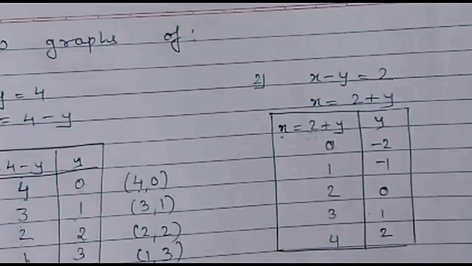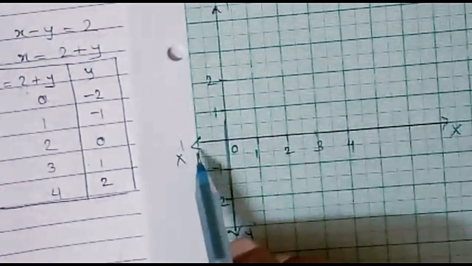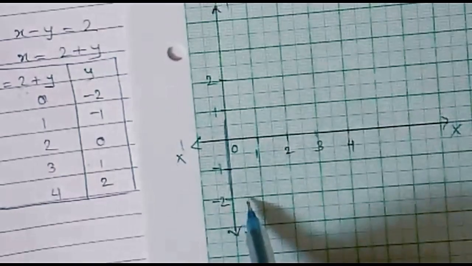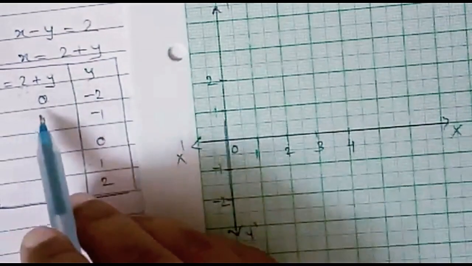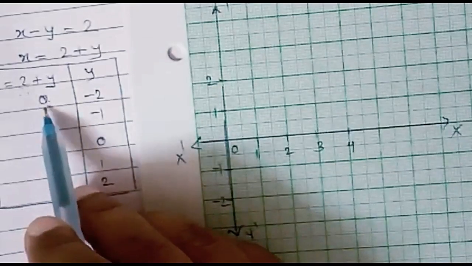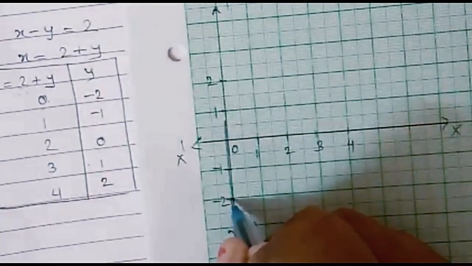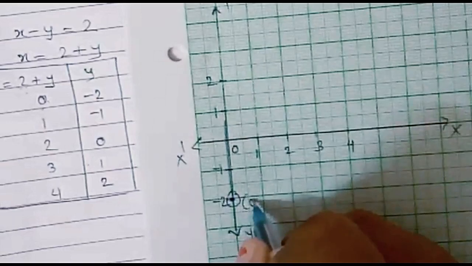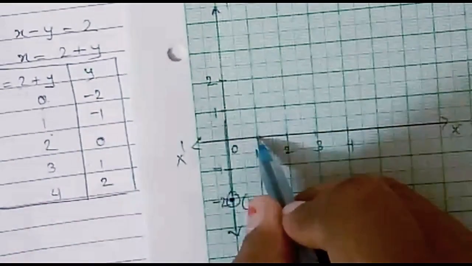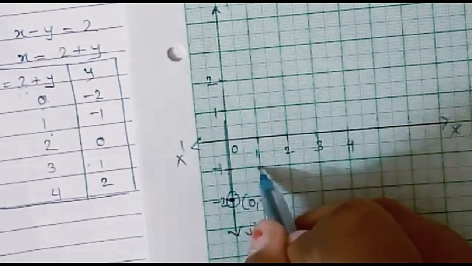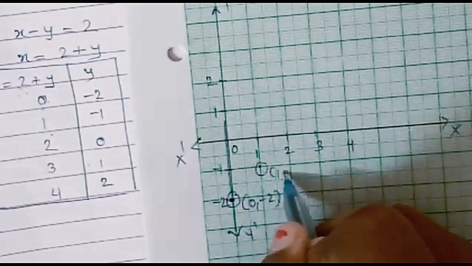Let us try to draw it. Kindly see, I have drawn x-axis as well as y-axis. The first point is 0 and minus 2. This time the x-coordinate is 0. So the point will be obviously on y-axis. So this point will be 0, minus 2. Then we have 1 and minus 1. 1 for x-axis and minus 1 for y. So this is 1 and minus 1.